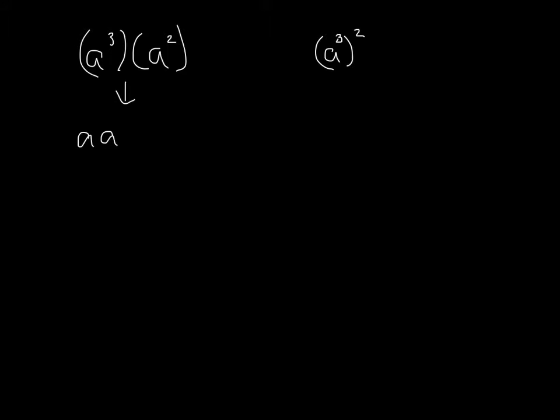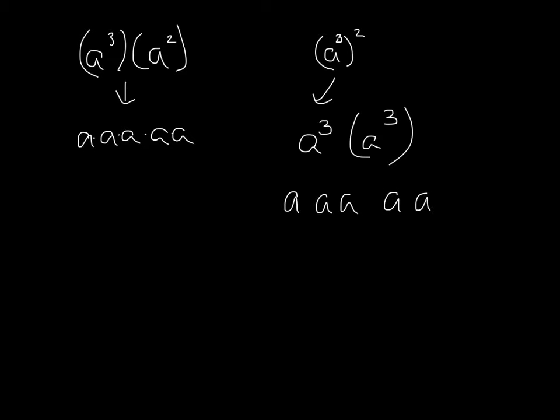You have to be careful though, because there's a difference between this, a squared times a cubed, and a cubed, squared, right? These are very different. This one means, in essence, a times a times a times a times a, right? A cubed times a squared. All of these are being multiplied. Whereas this one means take a cubed twice. So a cubed times a cubed, so that's a times a times a, and a times a times a. And notice how we have very different number of a's here.